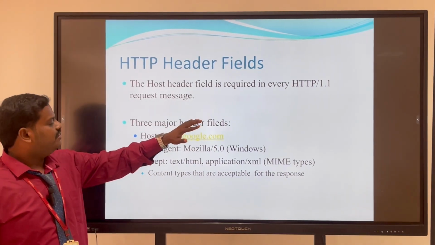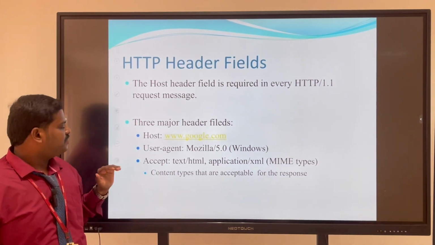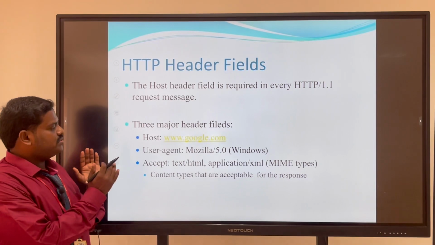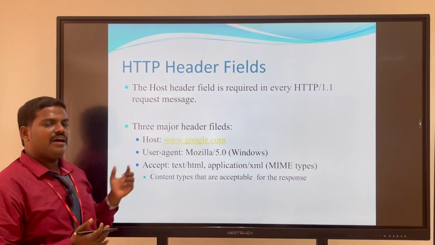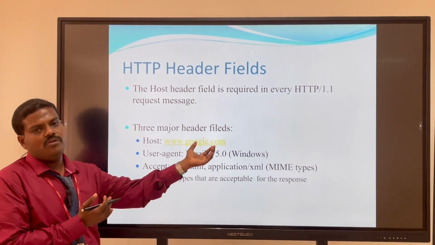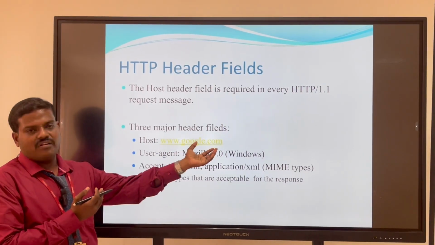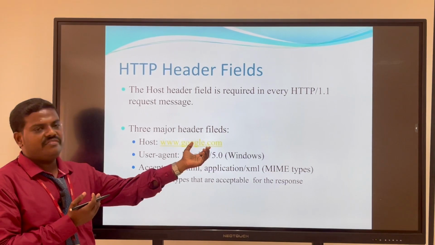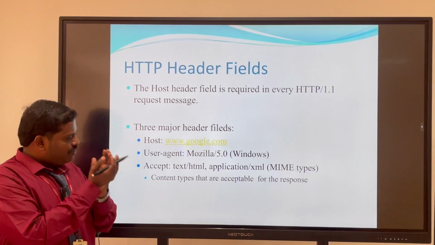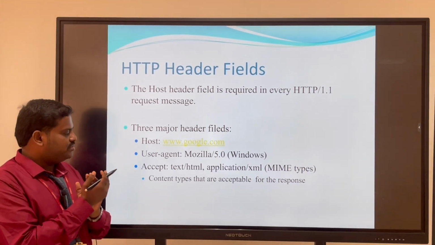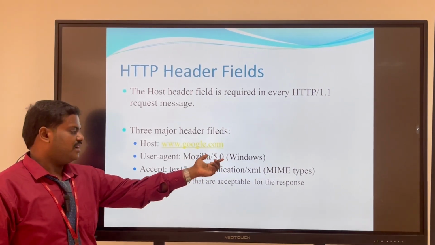Three major header fields are there. The first one is host, the second one is user agent, the third one is accept. First we discuss the host. Host is nothing but the particular data stored on the particular server. In this example, I am considering a simple example, www.google.com. A number of examples we can consider, or we can go for a college website, www.vsbec.com. Next is the user agent, which is nothing but a web browser. Depending upon the version, we can use it. In this example, I am discussing Mozilla 5.0.